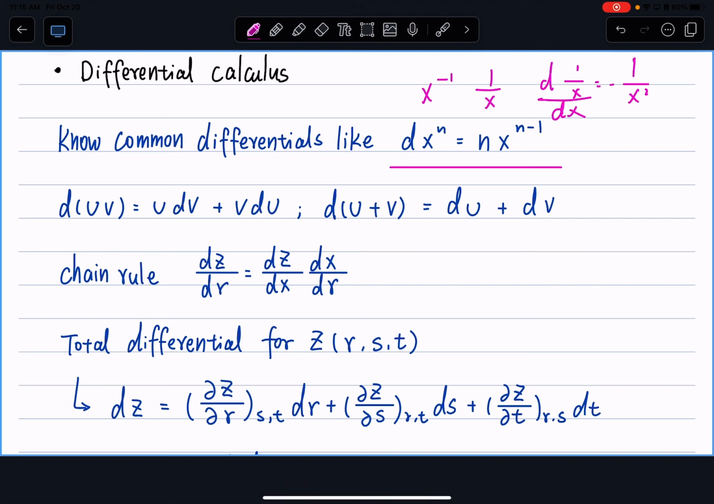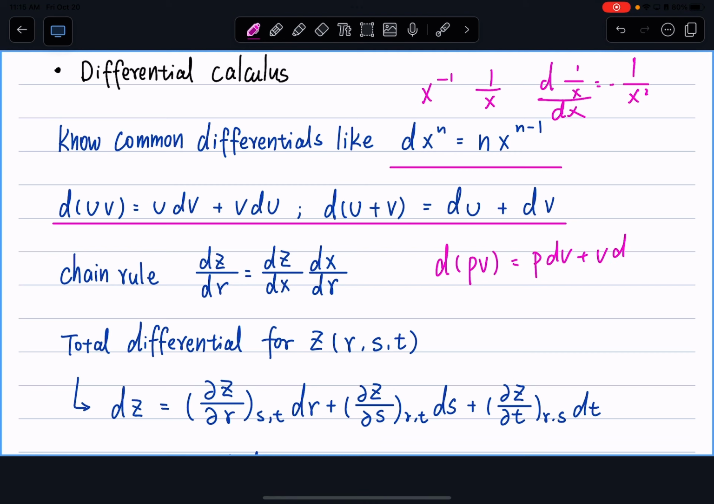So know how to solve these basic integrals. There are also some rules that we will be using. For example, if you're taking the derivative of the product of two different functions, what you're actually doing is u dv plus v du. Typically you see that as d(PV), and that equals P dV plus V dP, right?